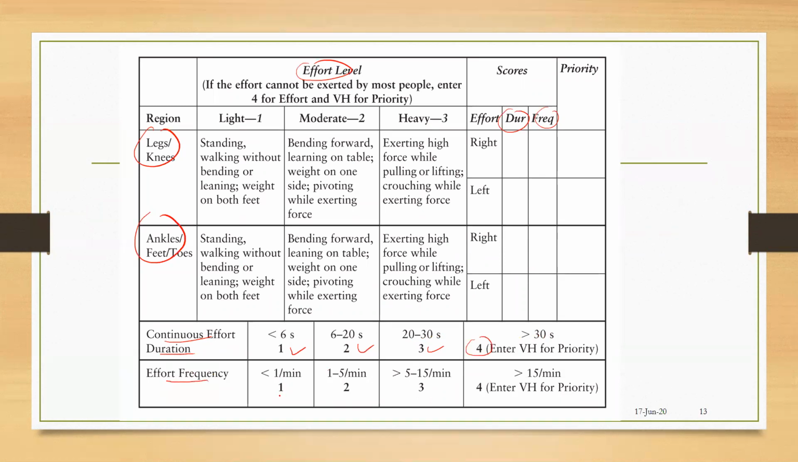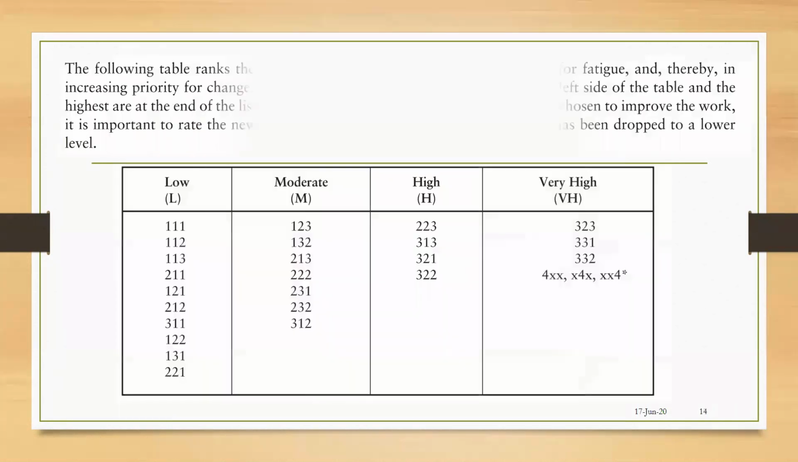Frequency, if it is less than 1 per minute, a score of 1. 1 to 5 per minute, a score of 2. For greater than 5 and up to 15 per minute, it is 3. And for greater than 15 per minute, it is 4. So if we get 4 for any of these 3, the priority for change will be very high. And that is something we can see from this table.